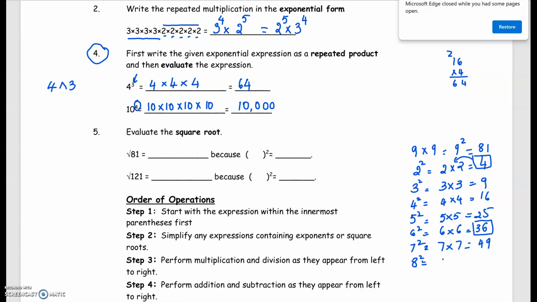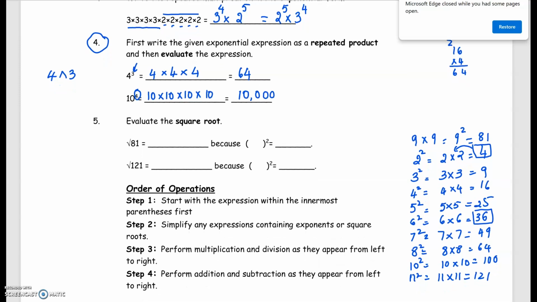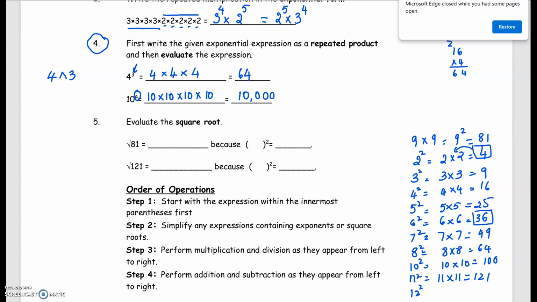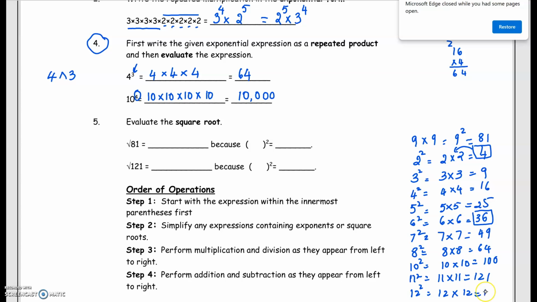8 squared, so that's 8 times 8. That's equal to 64. 9 squared is 81. 10 squared is 10 times 10, which is 100. 11 squared is 11 times 11, which is 121. And 12 squared is 12 times 12, which is 144. So these are squares.